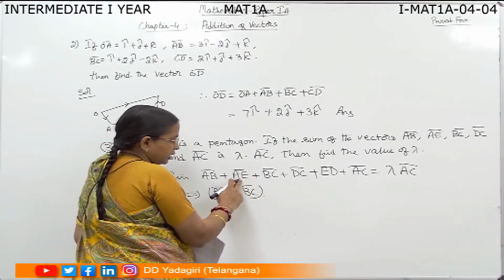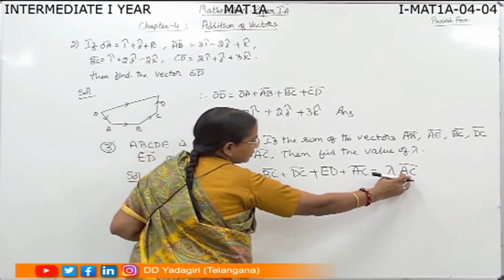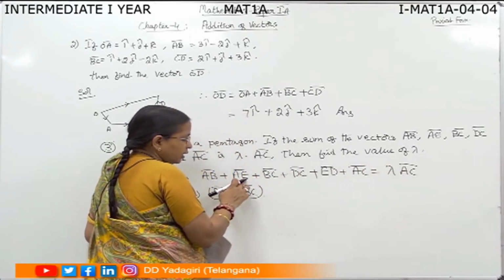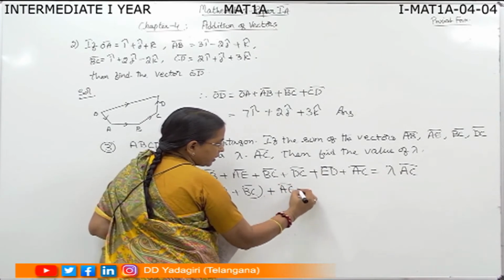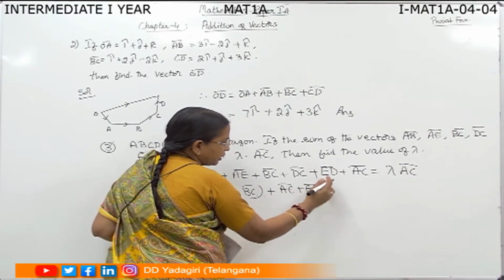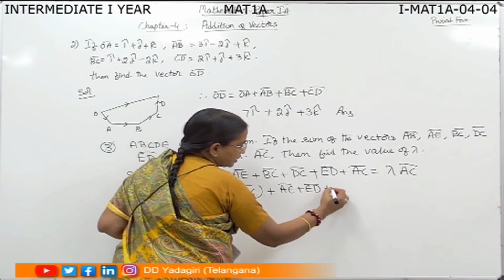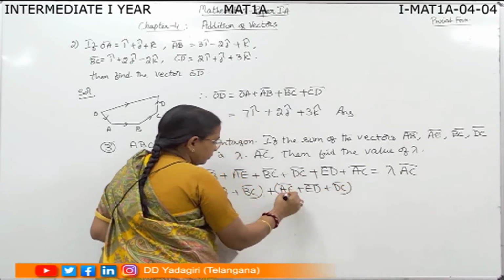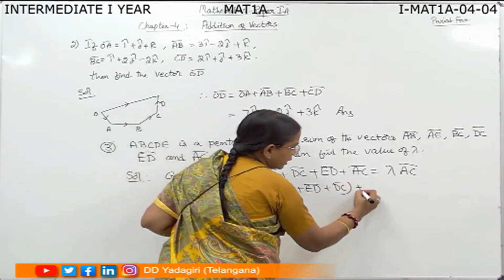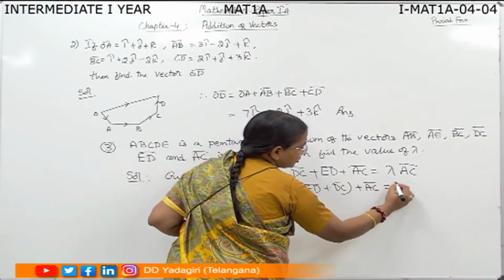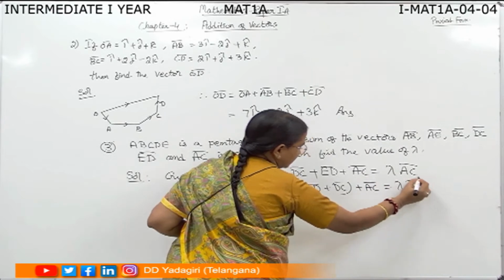Then again if you see AE, you should start with A and get AC. So AE continuation is here AD. So I'll write AE plus ED, and ED continuation is here plus DC. So group these three terms. Now one extra AC is there, that you write as it is. So this is equal to lambda AC.